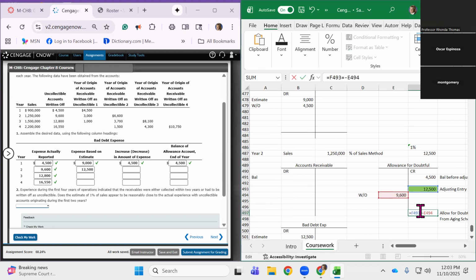We need to fix this formula because we need to start with the balance in the allowance and then add the new adjusting entry based on percent of sales minus the amount we actually wrote off. Okay, so I got $7,400. Let's see if we're right. That's the new balance.